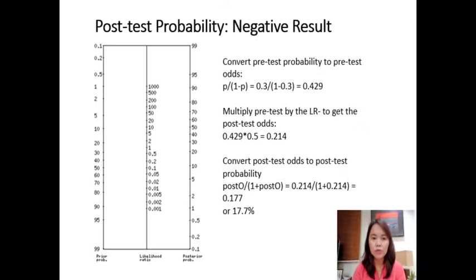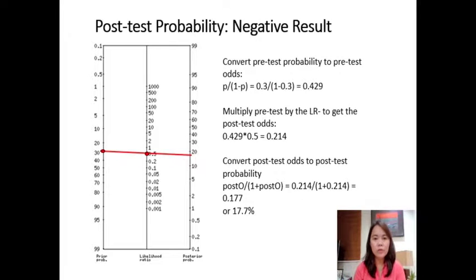So you could also use a nomogram. From 30, you plot the 0.5, and the post-test probability of a negative test is almost 20%. The computed value for your post-test probability for a negative result is 17.7. Now, how will you use this?